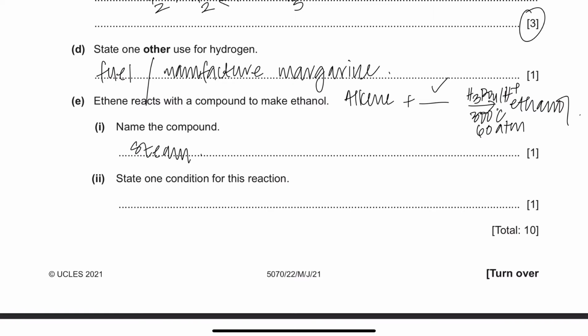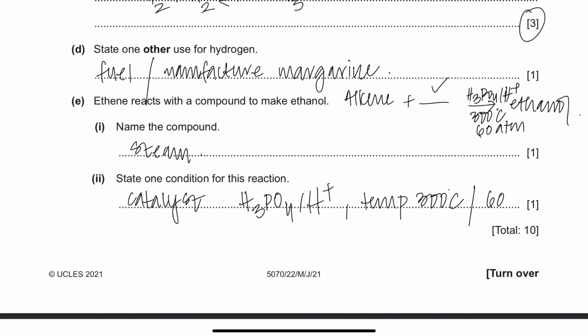State one condition for this reaction. The condition for this reaction is a catalyst, that is acidified H3PO4, right? So acidified phosphoric acid. You could have also said a temperature of 300 degrees Celsius, or you could have said 60 atmospheric pressure. So either would do the job.